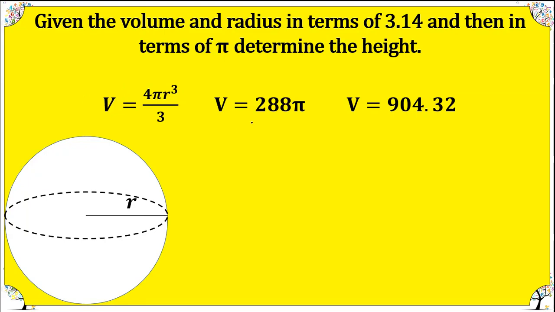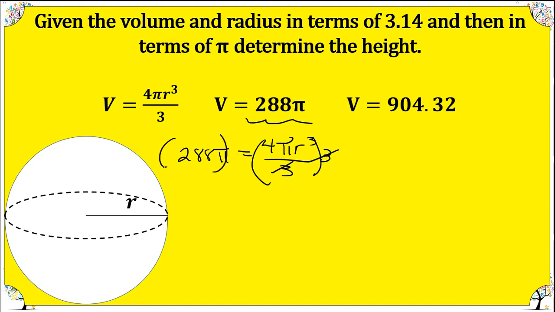Again, we're given the volume, and we are given it in terms of pi. So let's plug in 288 pi, and for V, we are finding the radius r. So r is cubed, multiplied, and divided. So we're going to multiply first, undoing our operations. So when we multiply 288 times 3, we get a coefficient of 864 pi is equal to 4 pi r cubed.